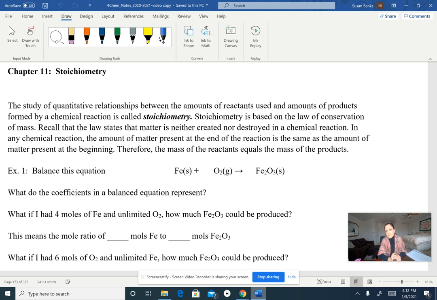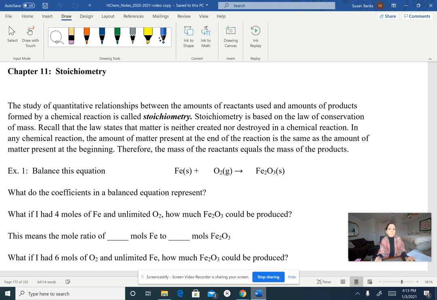Stoichiometry is based on Antoine Lavoisier's law of conservation of mass. Okay, recall that the law states that matter is neither created nor destroyed in a chemical reaction. So what is in a reaction is what's going to come out. It may be bonded differently and it may be different things, but the mass going into a reaction is always going to be the mass coming out of a reaction. So in any chemical reaction, the amount of matter present at the end of the reaction is the same that we start with. Therefore, the mass of reactants has to equal the mass of the products.